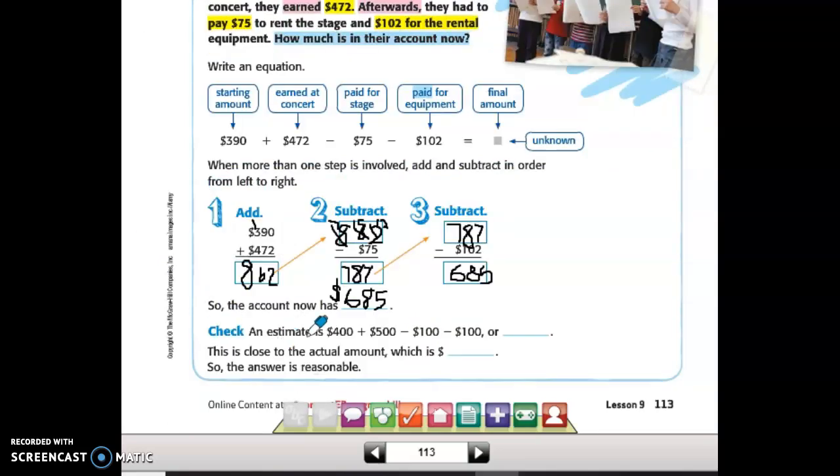And in order to check, they estimated. They rounded 390 to 400, 472 to 500, 75 to 100, and 102 to 100. So now we've got 400 plus 500, which is 900. Subtract 100, 800. Subtract another 100 brings it down to 700, which is close to 685. This is close to the actual amount, 685, so the answer is reasonable.